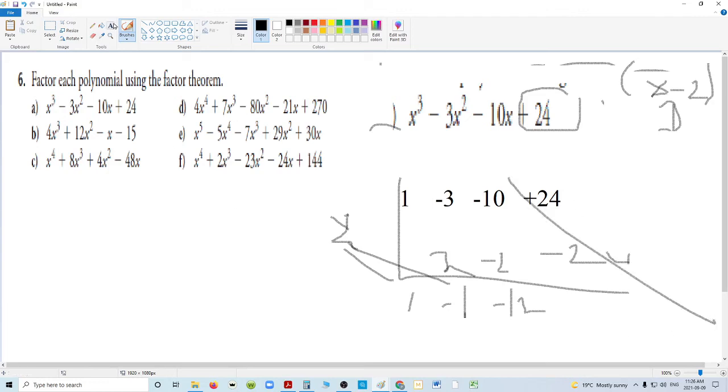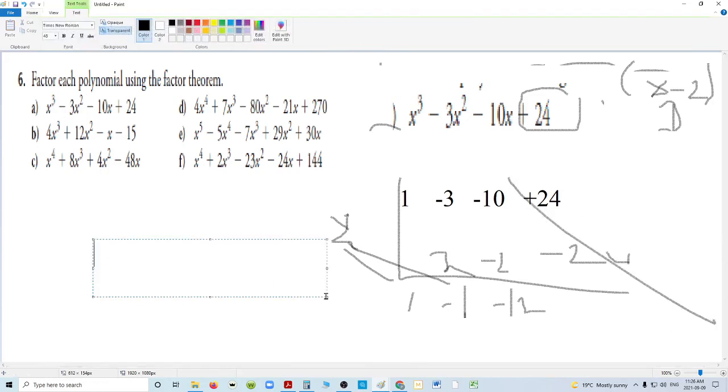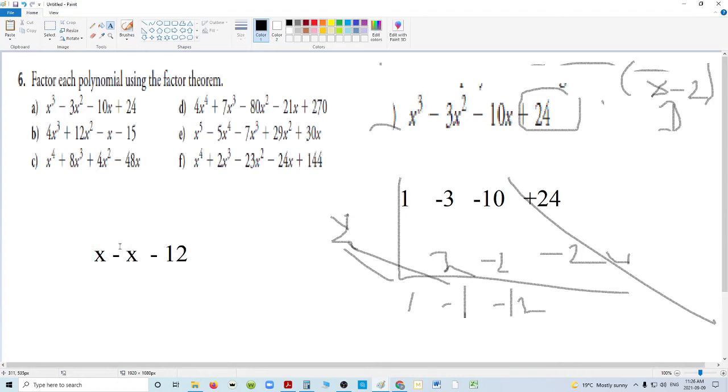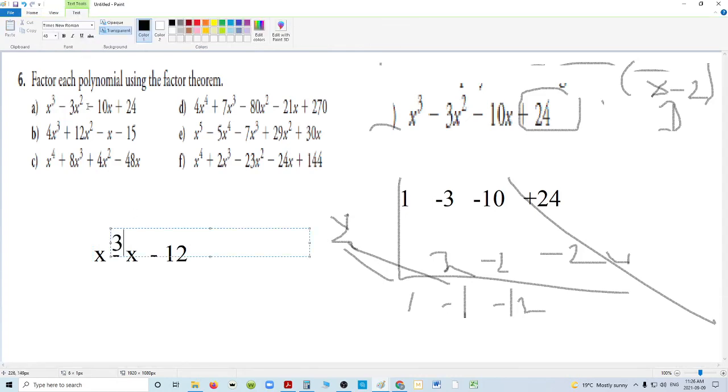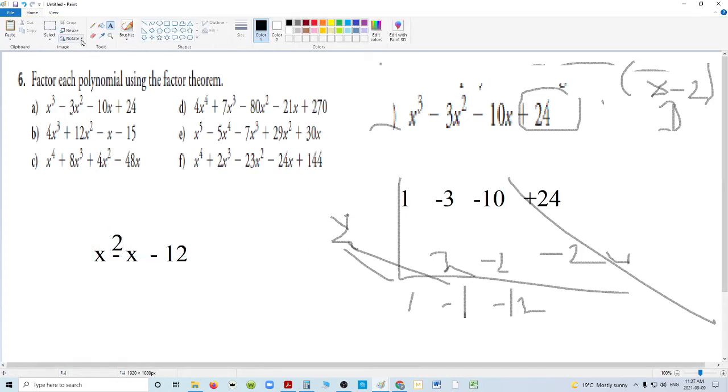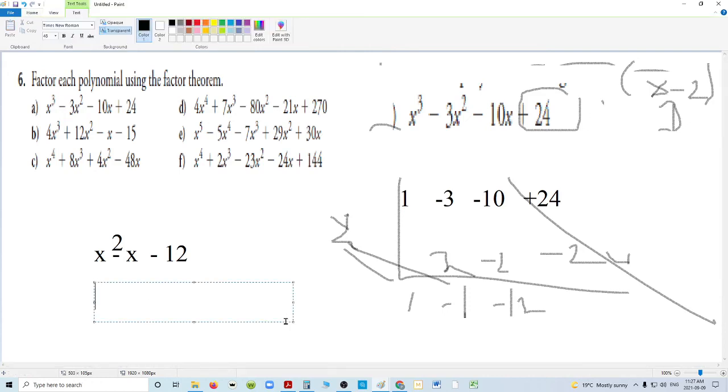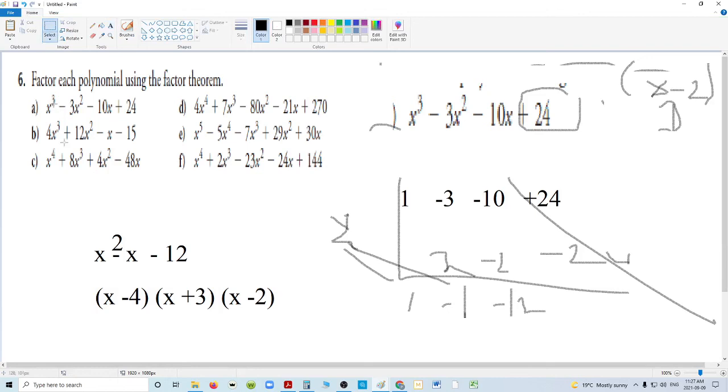So that means my leftover binomial is x squared minus x minus 12, which obviously factors out to x minus 4, x plus 3. And my original one, x minus 2. And if you're ever in doubt, if you were to expand this, you should get this.